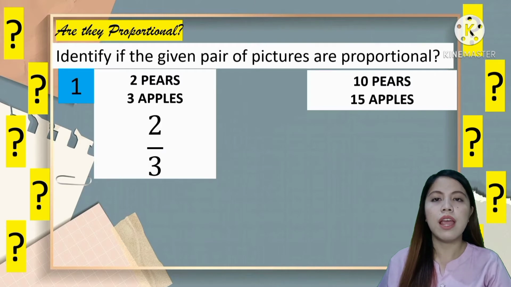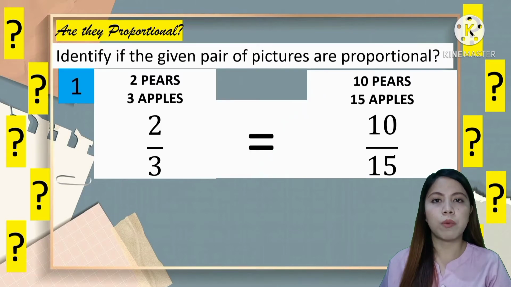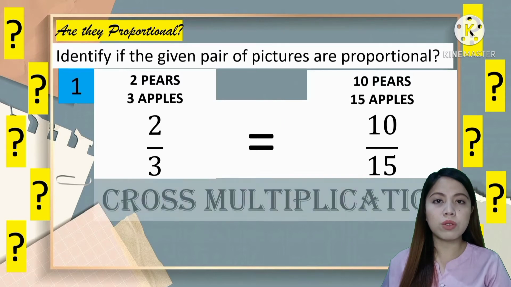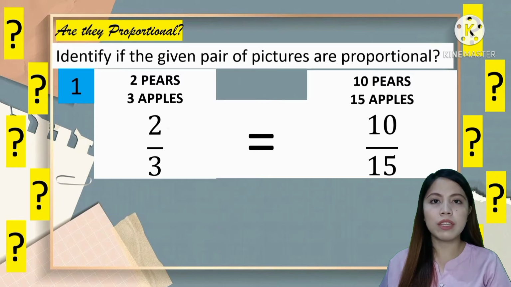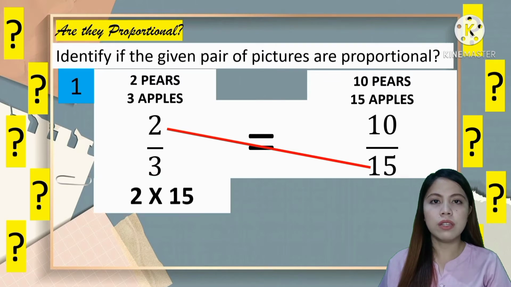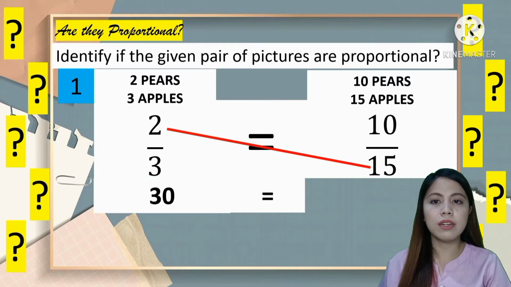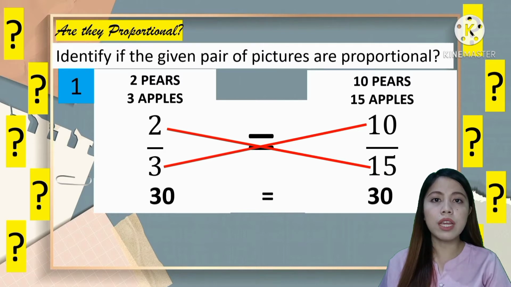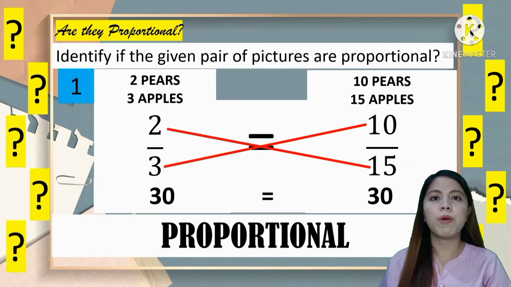We have 2 over 3 and 10 over 15. We can prove that the two ratios are proportional if they are equal. Let us now use the cross multiplication property. We will now multiply the first numerator to the second denominator. 2 times 15 is 30. Then write the equal sign. And 3 times 10 is also 30. So we have 30 equals 30. So we then prove that the two ratios are proportional.